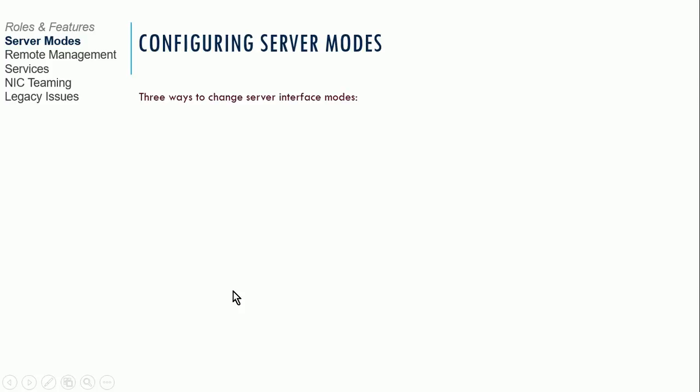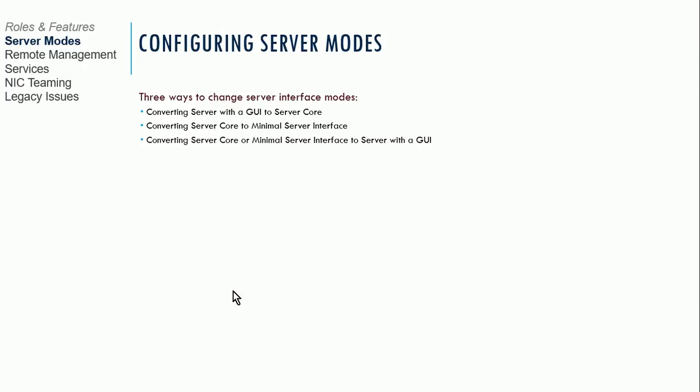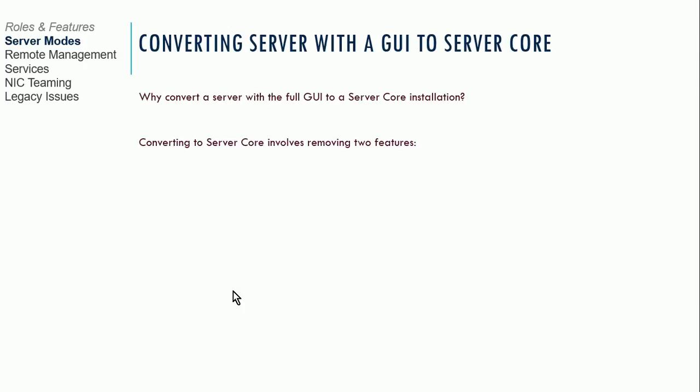As we discussed previously, there are several different server modes with 2012. There are three actually. There's the minimal user interface, there's the core mode, which has only the PowerShell, and finally there's the full GUI for Windows Server 2012. So we can change our interface mode. We can convert a server with the full GUI to server core. We can convert a server core to minimal server interface, and we can convert a server core or minimal server interface to a server with a full GUI. So we can go back and forth between these different user interfaces if we need to.